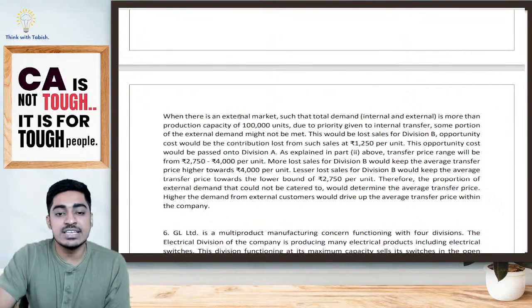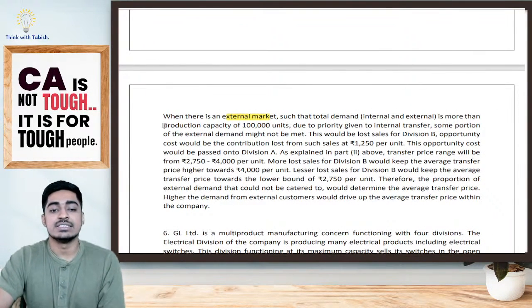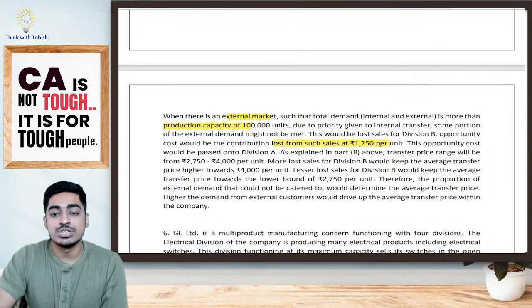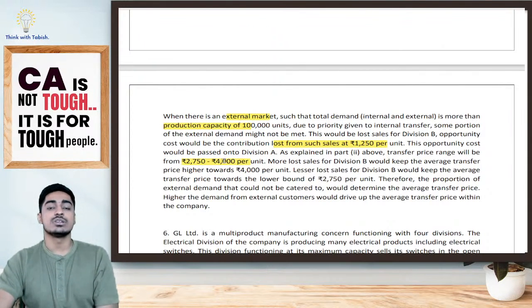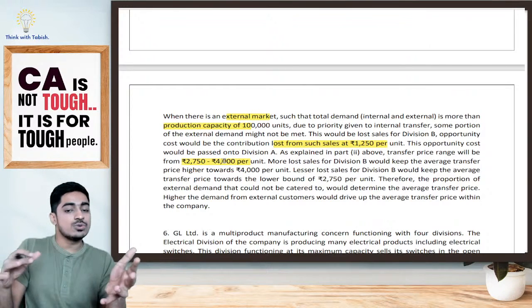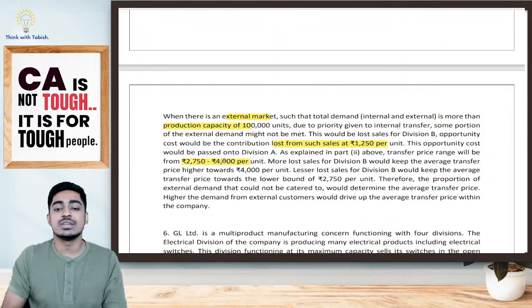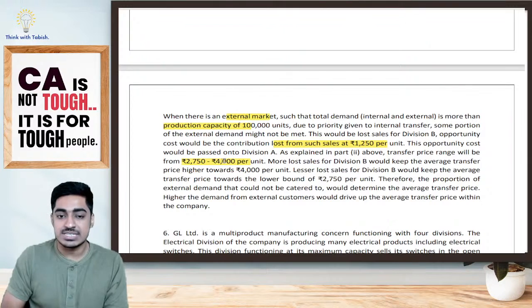But if there is an external market such that it goes beyond the production capacity, that means I need to charge my opportunity cost. So it will be between 2,750 to 4,000. So where will it be? Will it be closer to 2,750? Will it be closer to 4,000? It depends on how much percentage we are sacrificing.